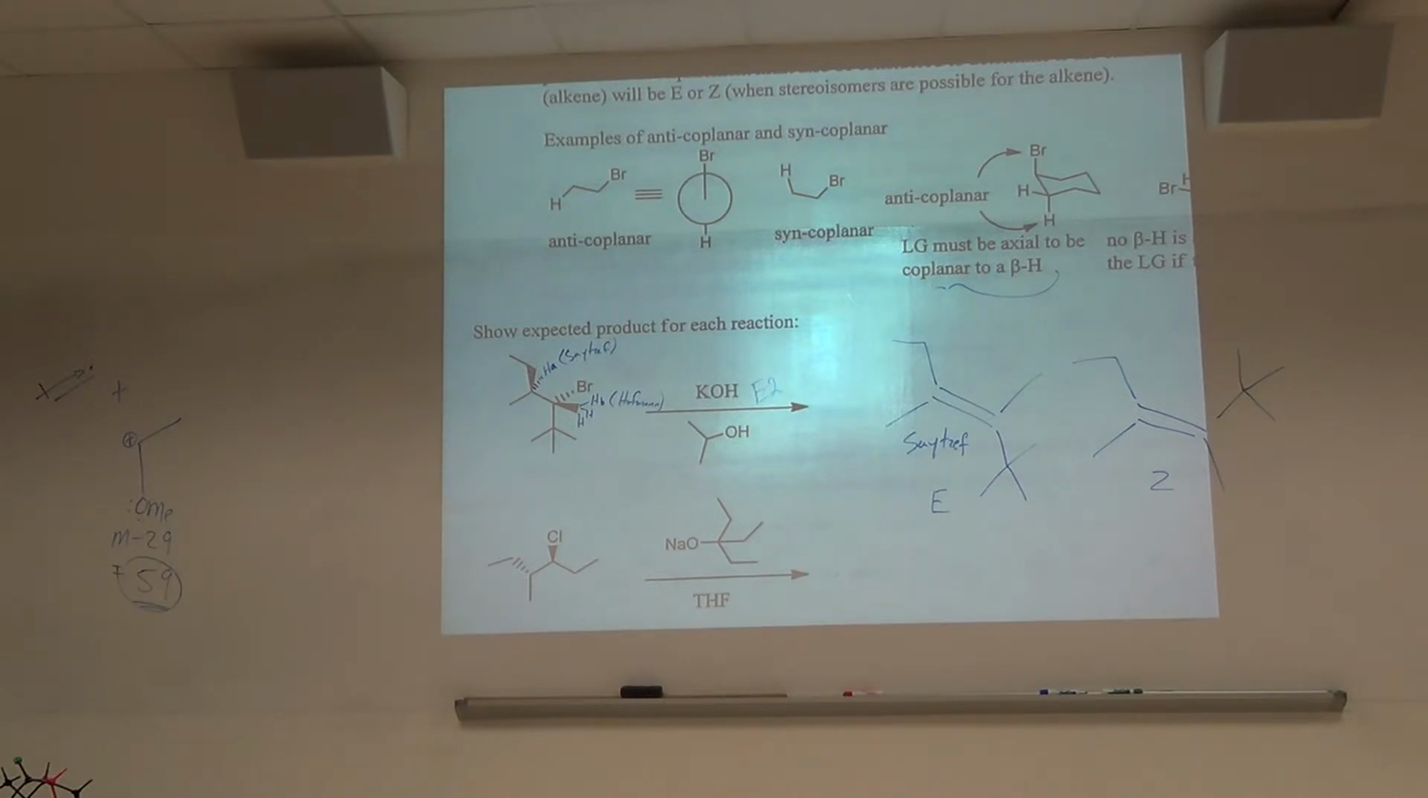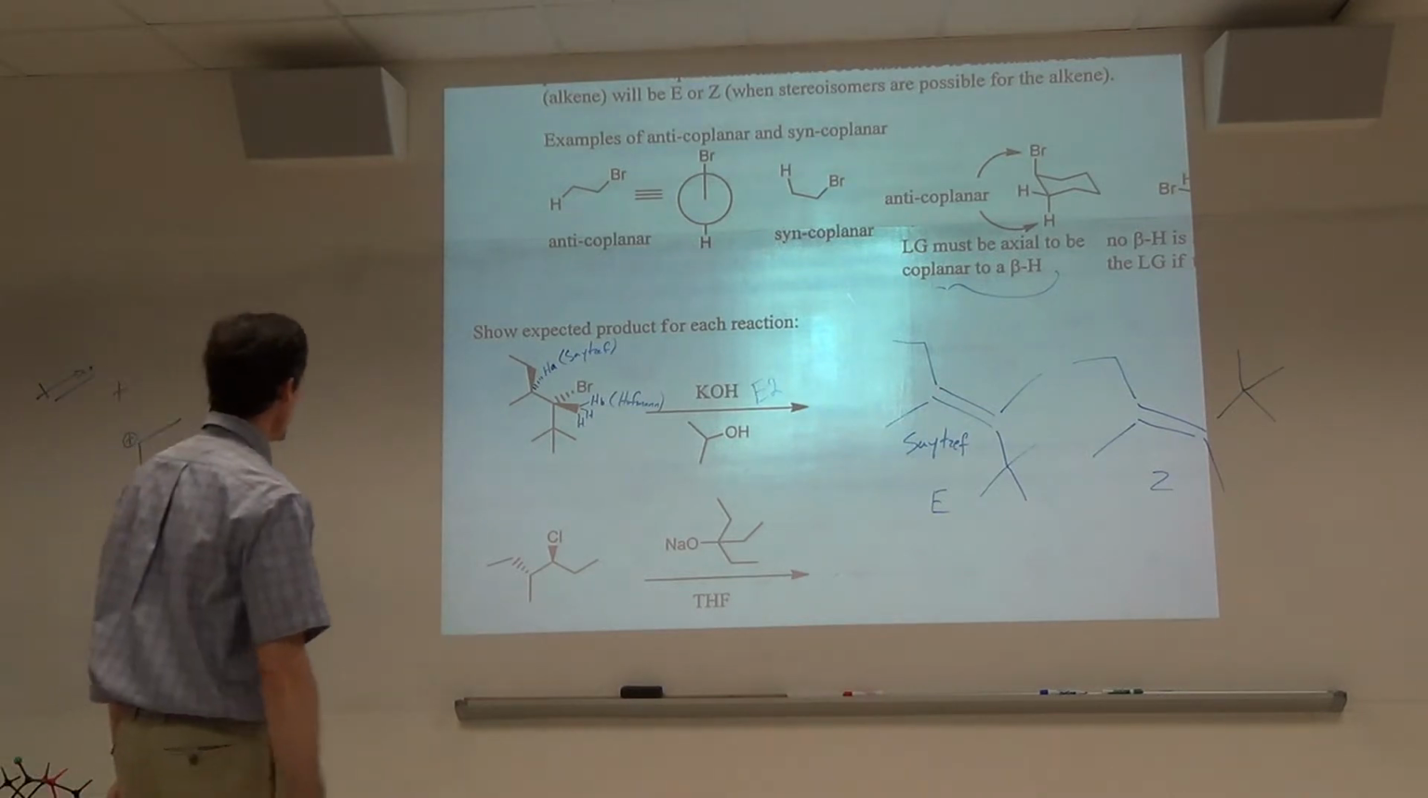But does E2 always get the most stable? What type of requirement must we meet? The beta hydrogen and the leaving group must be anticoplanar. Andrew, are you sure that the H and the leaving group can be anticoplanar when we're looking to form E? Because if it can't be, then we can't make E. How are we going to determine if the H and the Br are?